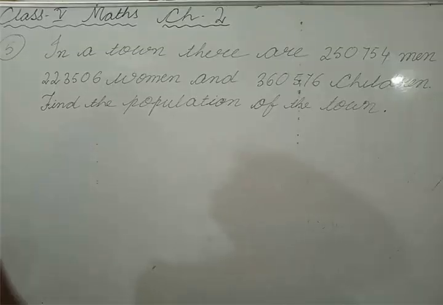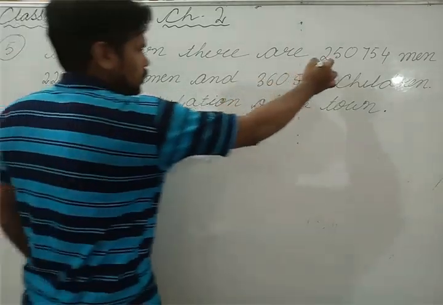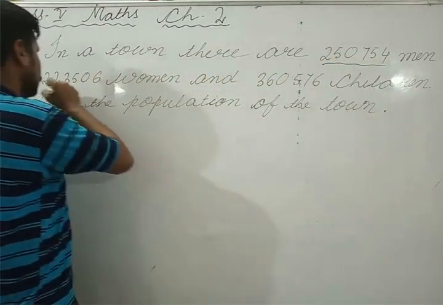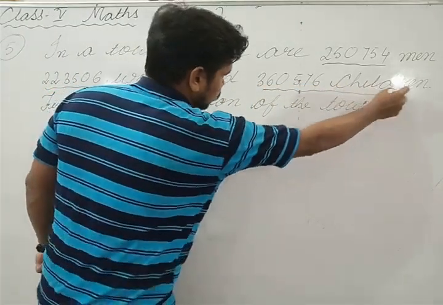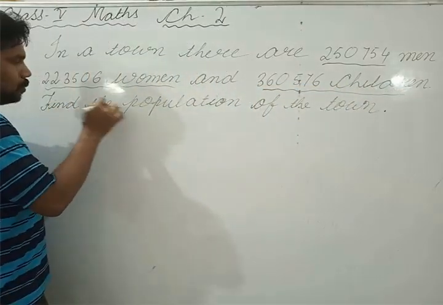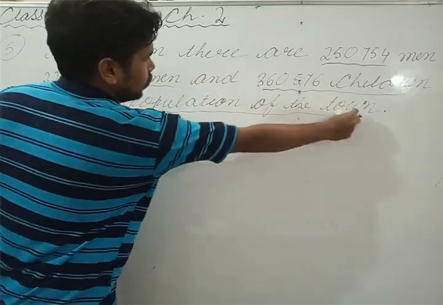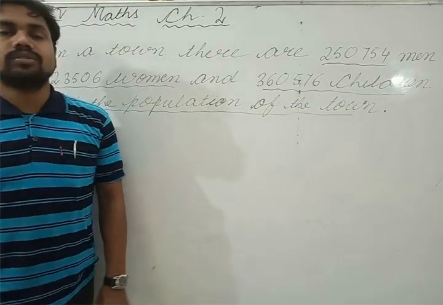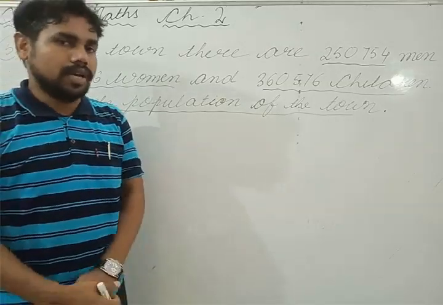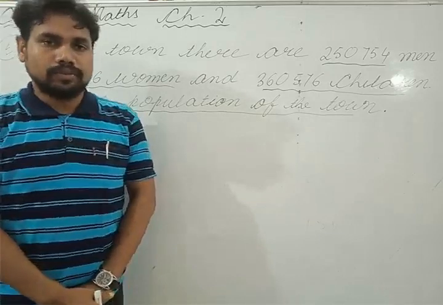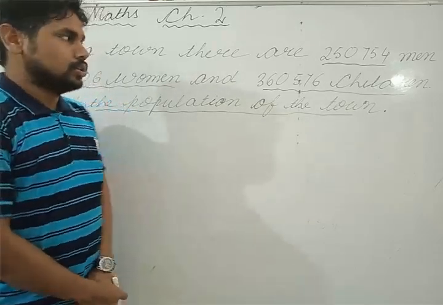So next problem which we have is question number 5. In a town there are this many men, this many women and this many children. So you have to find the total population of the town. So how can we find the population of the town? Yes, by adding. Very simple. Just arrange the numbers from the right side as per the place value, and then you have to add. So let's arrange.